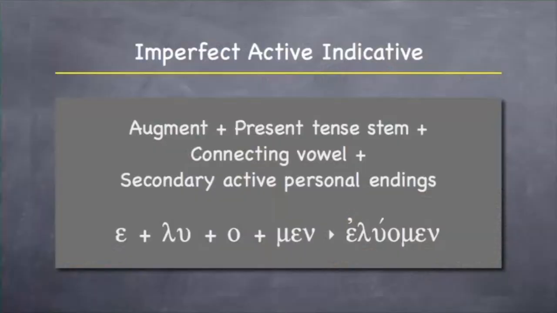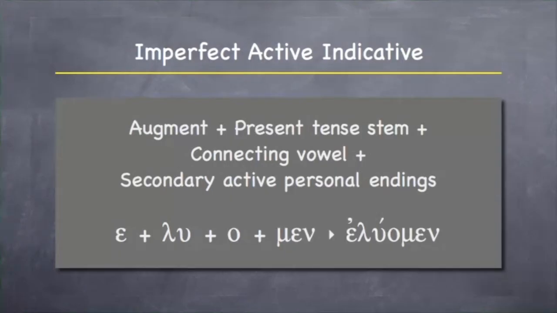Okay, let's go to the master verb chart and let's look at some charts and memorize some endings. Okay, how do you form the imperfect active indicative? It's very easy. You take an augment, you add the present tense stem, so there's no new tense stems to learn in this chapter. That's nice. You're going to have a connecting vowel, and then you're going to have secondary active personal endings. So, for example, you can have an augment epsilon, the present tense stem lu, connecting vowel, and then men, which is the first person plural, secondary active ending.